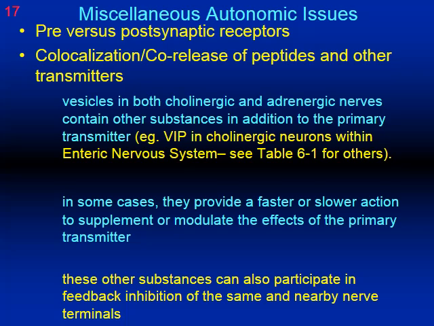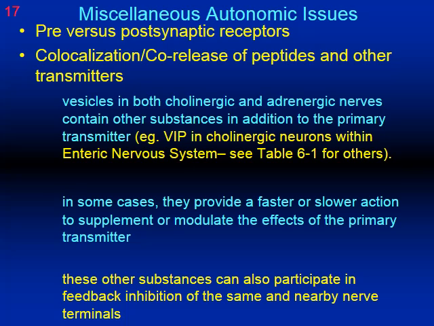So think about pre versus postsynaptic receptors. The postsynaptic receptors are the ones in the target tissues. So what are they? Where are they? What are they doing when they're stimulated? And what happens if you block their stimulation? Presynaptic receptors are things like the alpha-2 variety. What do they do when they're stimulated? They stop release. They're feedback inhibitors.